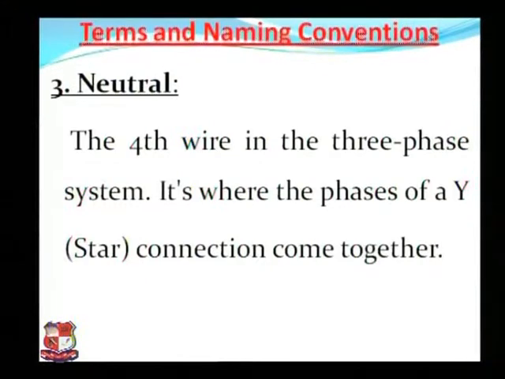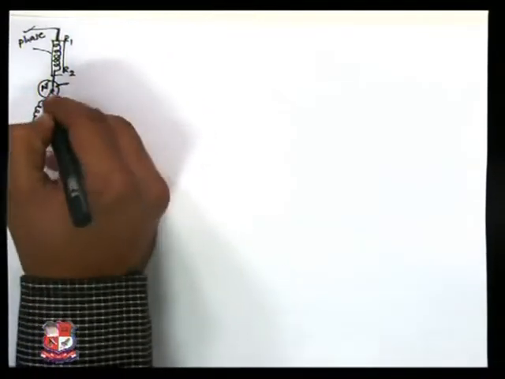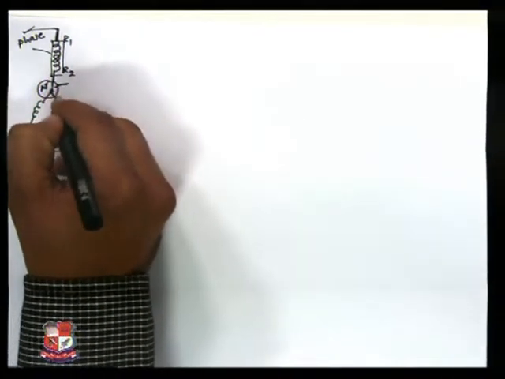The third term that is mostly used is the neutral, the fourth wire in the three-phase system. It is used with the Y star connection, or you can also use it with the delta connection, but generally it is considered with the star or Y connection. So here in our figure, N is the neutral point where all the three phases are connected with each other.